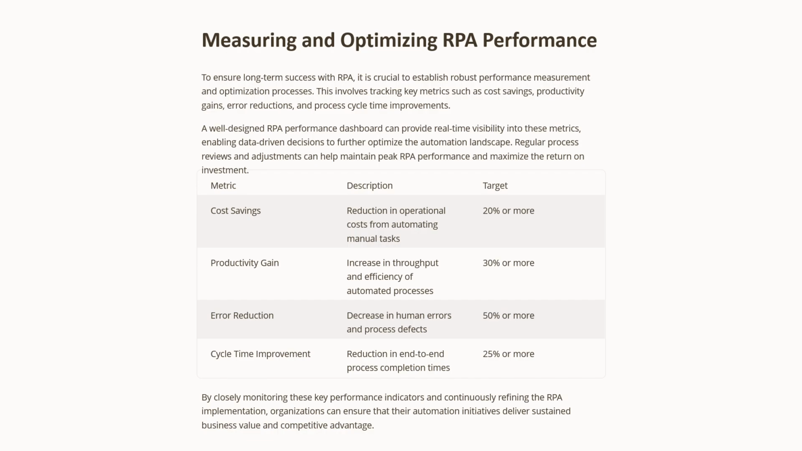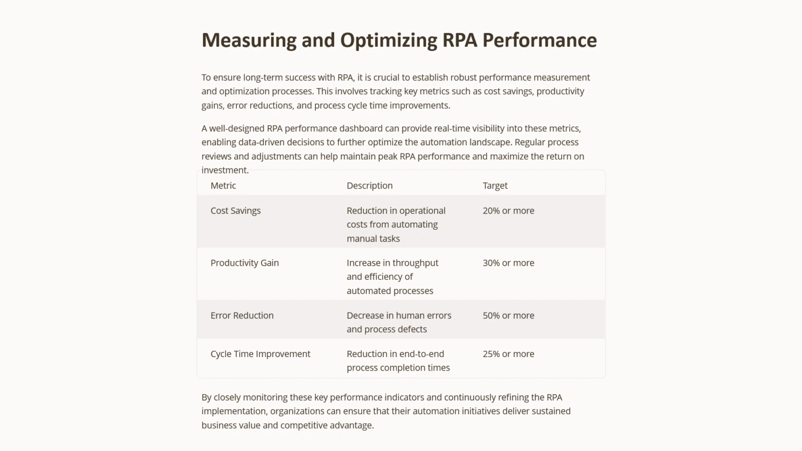So let's understand the metrics, description, and target. What are the targets they're going to set for the metrics? Cost saving: reduction in operation cost from automating manual tasks, 20% or more. Productivity gain: increase in throughput and efficiency of automated process, 30% or more. Error reduction: decrease in human errors and process defects, 50% or more. Cycle time improvement: reduction in end-to-end process completion times, 25% or more.